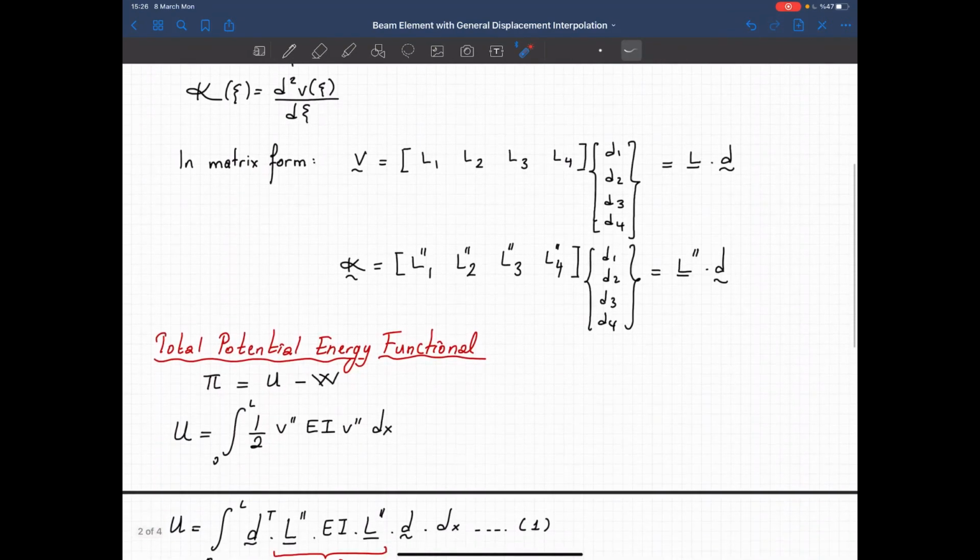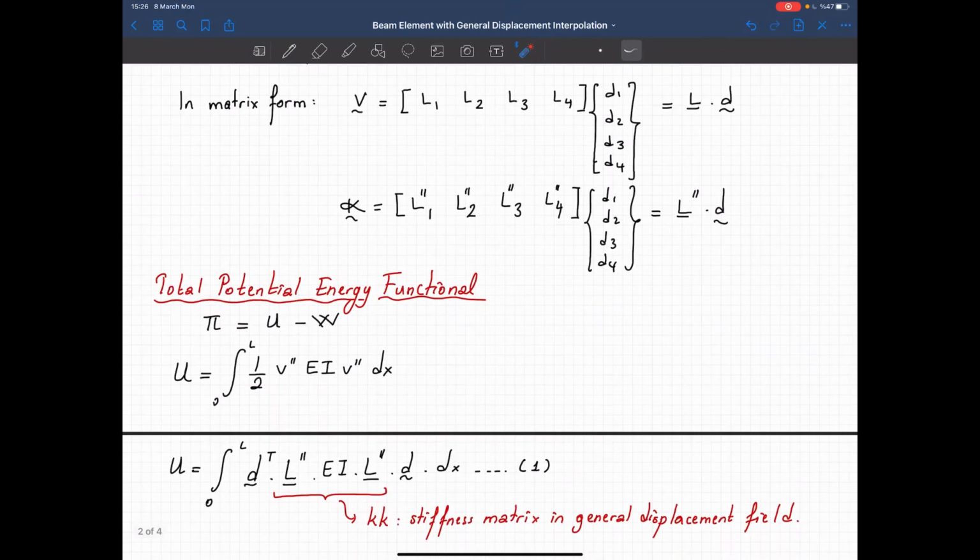And the rest is actually very straightforward. You write down the total potential energy functional, and all you need is the curvatures. You have it here, and you get a stiffness matrix. But this stiffness matrix is written in terms of the general displacement parameters, so we cannot use such a stiffness definition in our classical solution. I have to transform that into the nodal displacements again.